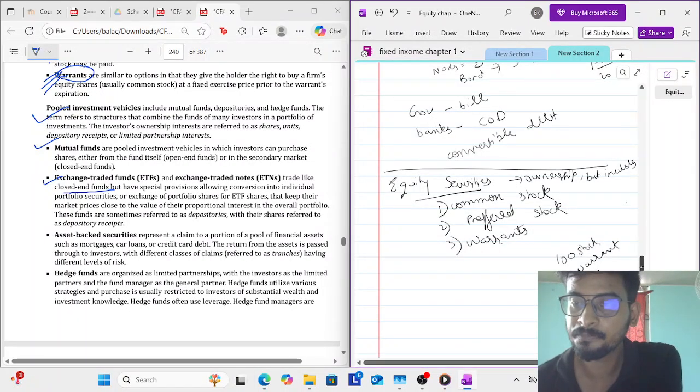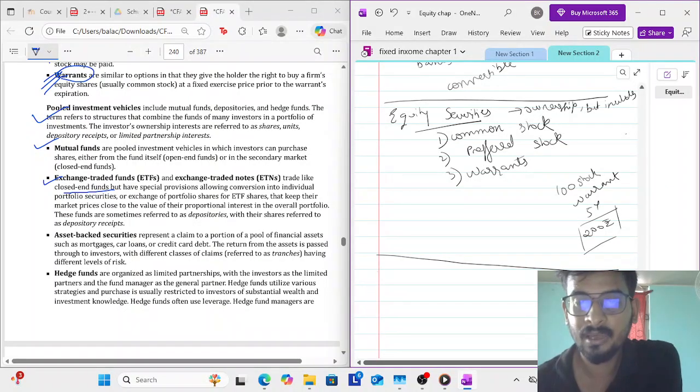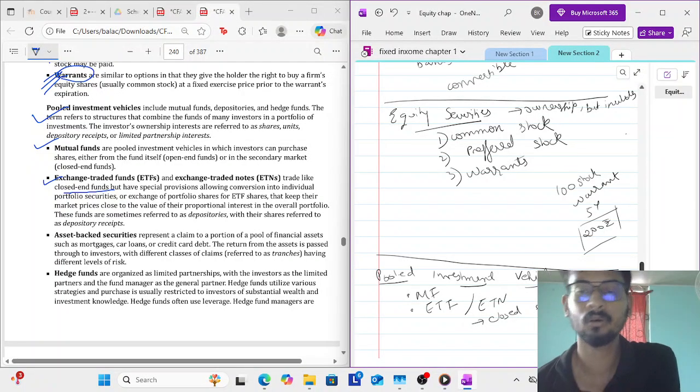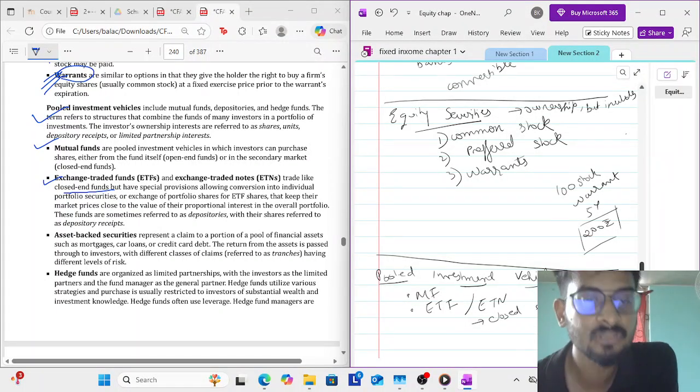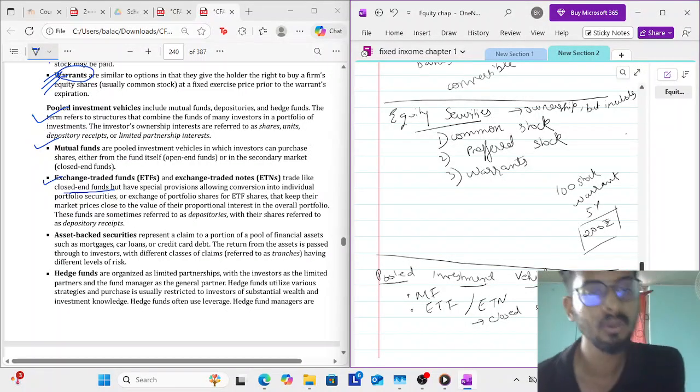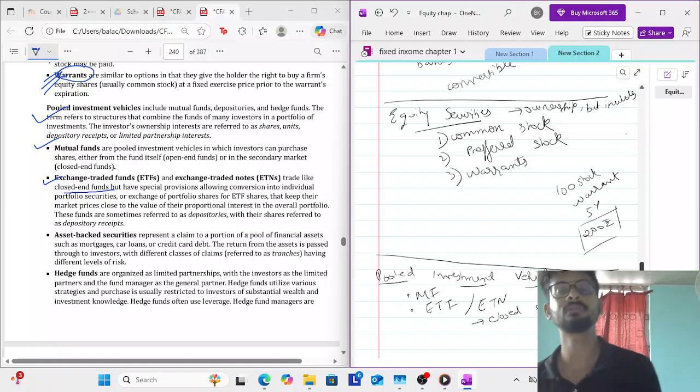So basically let's write it down. I hope that you are taking notes. So we were learning about pooled investment vehicles. The first needs no explanation, but now we are learning about ETF and ETN. It is closed-end funds, but with special provisions allowing conversion into individual portfolio securities or exchange of portfolio shares for ETF shares that keep their market prices close to their proportional interest in their overall portfolio. These funds are sometimes referred to as depositories, with their shares referred to as depository receipts.